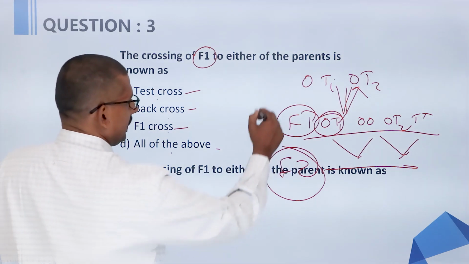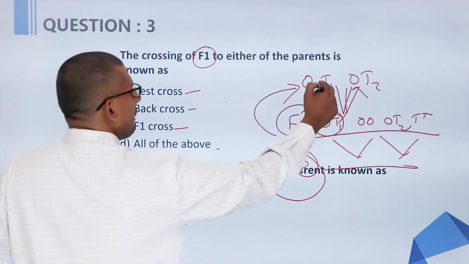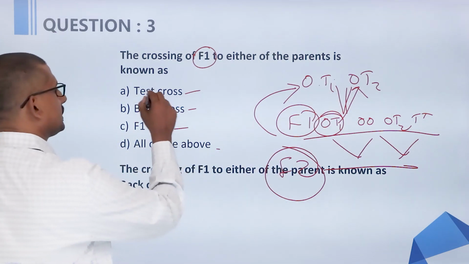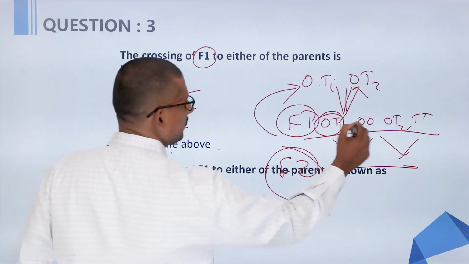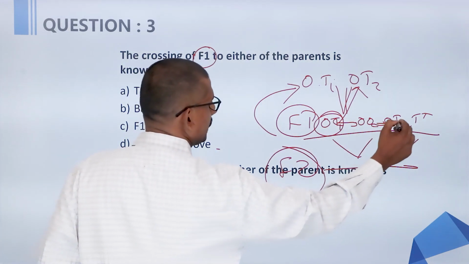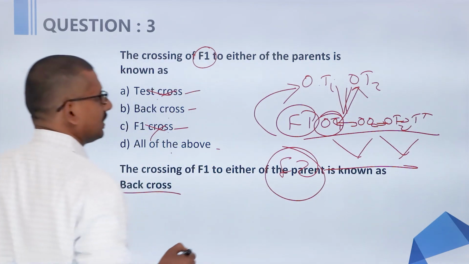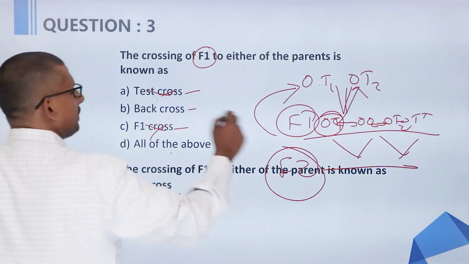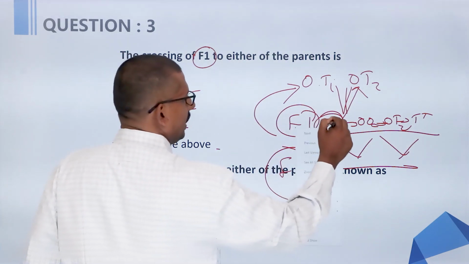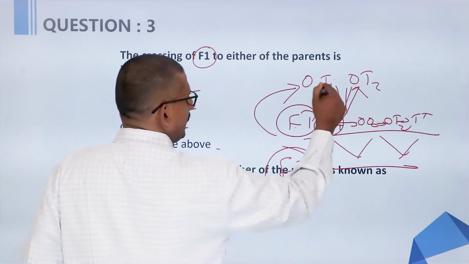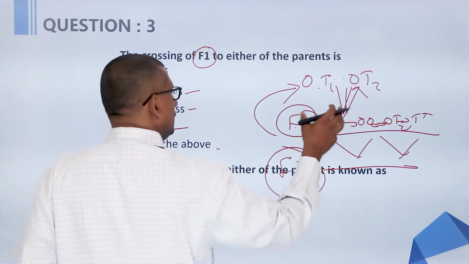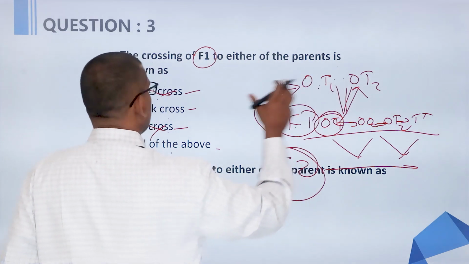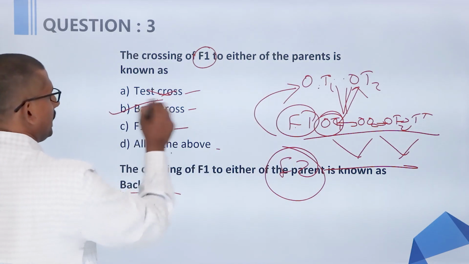So F1 alla, back cross aanu parent cross lote pombatheke. It's not test cross. Nammal test cross alla nadathunnathu. F1 cross nu vachcha F1 illulla offspring thammalla cross nu nammal F1 cross nu parayam, but it's not the right answer. Next is back cross. F1 illulla offspring ne nammal parents illulla parent ne lotulla crossing nu ubayikkunna term, aa oru method nu ubayikkunna term aanu back cross nu parayanathu.